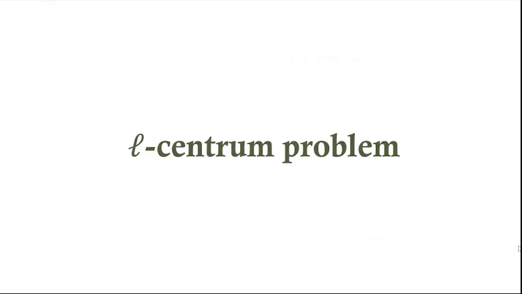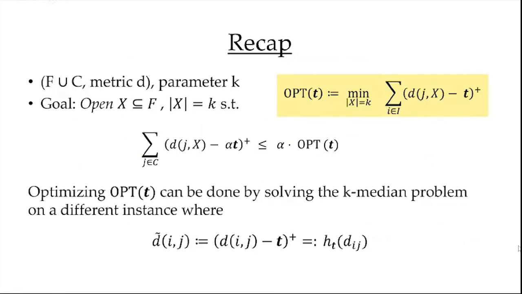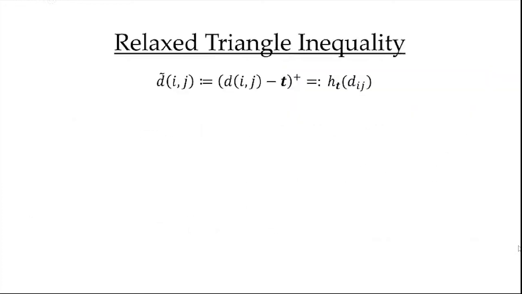So let me basically say the one idea. We already saw how to solve the cluster version using the direct application. It failed because this thing was not satisfying triangle inequality. If this did satisfy triangle inequality, it would be another k-median instance and I would be done. So let's give this a name: d tilde ij, which is just dij minus t truncated, I'll say it's ht times dij. ht times dij does not satisfy triangle inequality, but it does satisfy the following property.